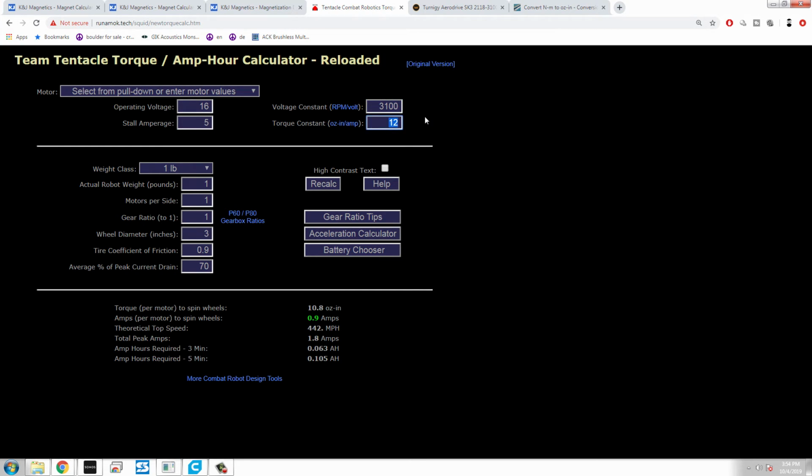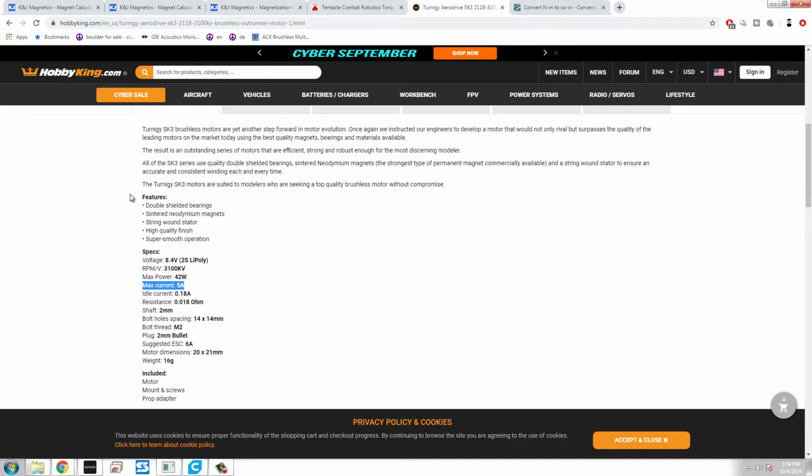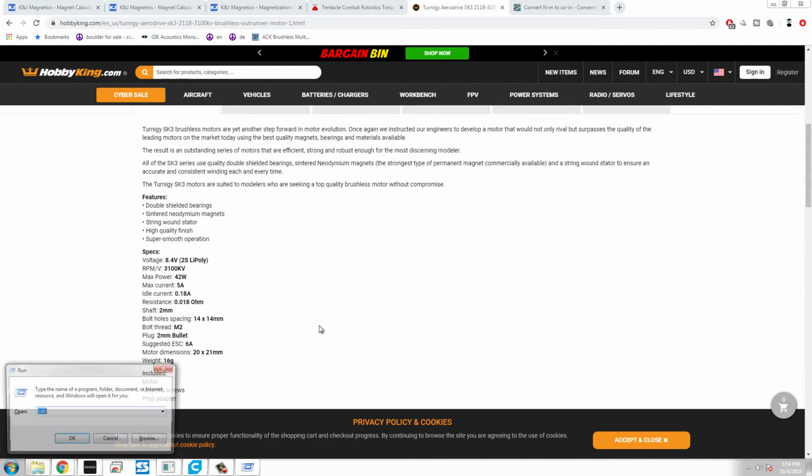Now we need the torque constant. The torque constant is a lot like the KV rating in that it tells us how much torque there is per amp that we put into it. Here it is ounce inch per amp. So we gotta calculate that. This motor does not have the rating and most of these do not. Here is a really simple way to do it.